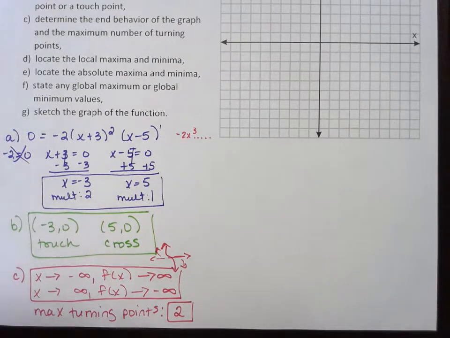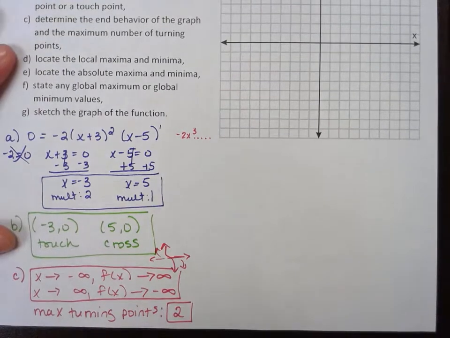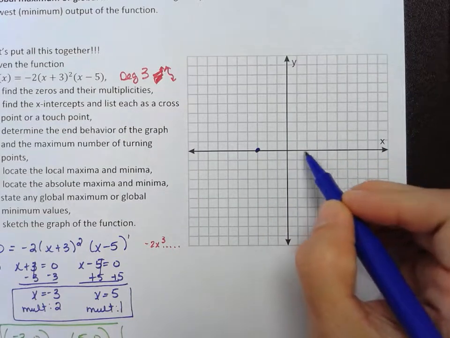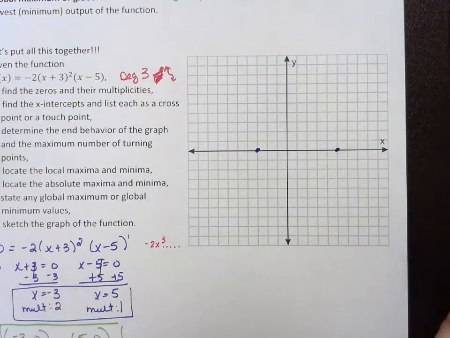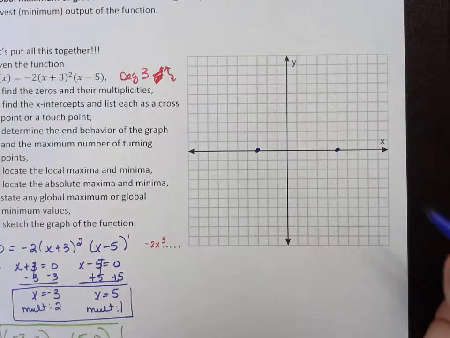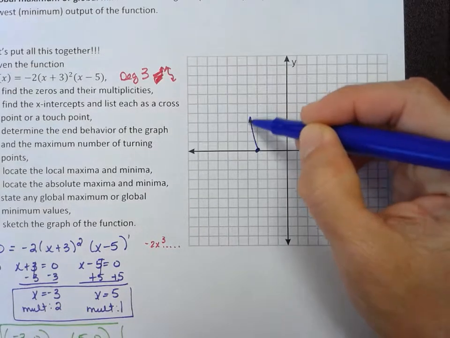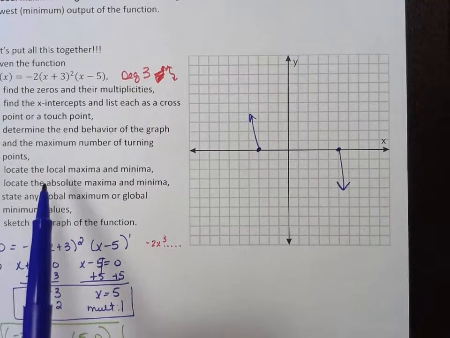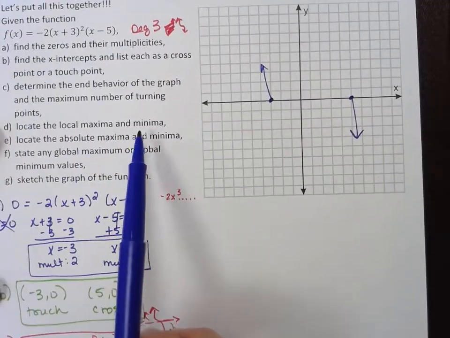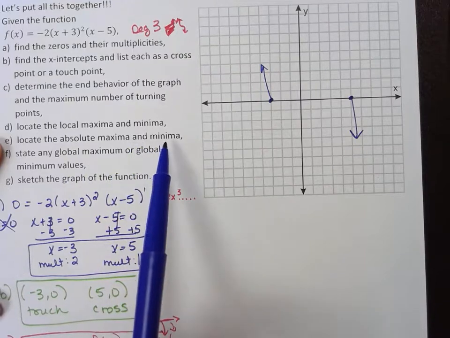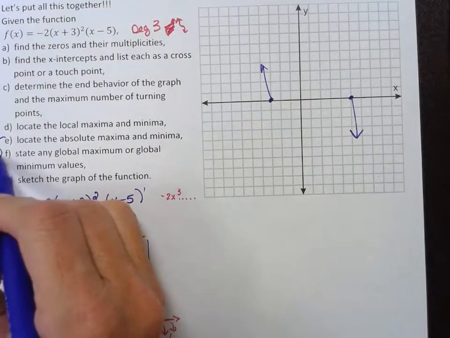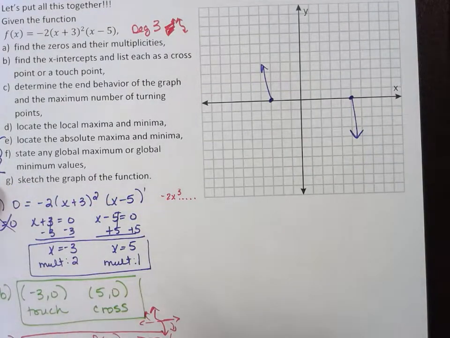Alright, so let's draw on the graph what we have right now. We have the point -3, 0. We have the point 5, 0. And we know that it is going up on this side, and we know it is going down on this side. That's all we know at the moment. We're going to come back and get this local maxima and minima and the absolute maxima and minima. The absolute will be the same as the global. These mean the same thing. And then we're going to finish sketching the graph.